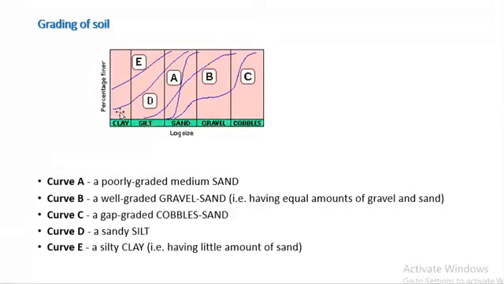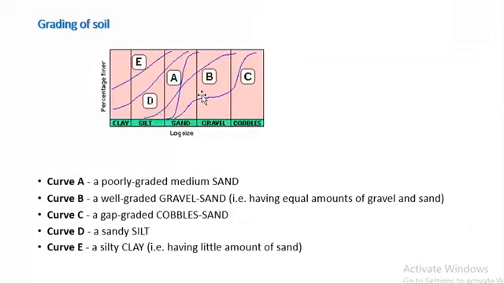B, if the line passes through many sections, then it's well graded. So look at B. Here it passes through a little amount of silt, and sand and gravel. So it's well graded gravel and sand, having equal amounts of gravel and sand, that's why it's gravel sand. And in A it only passes through sand, so it's poorly graded sand.